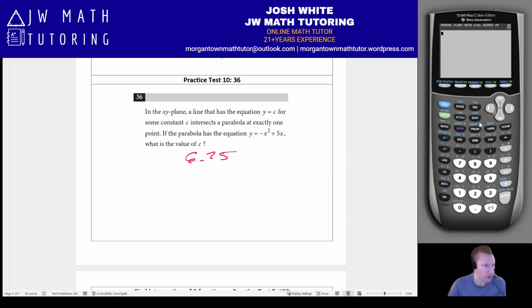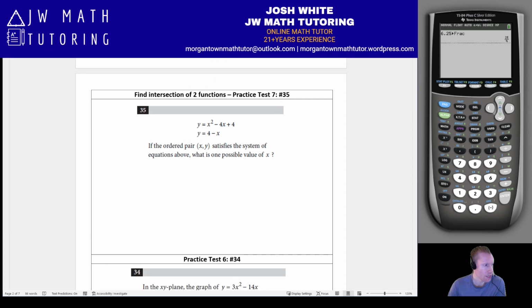And so we could just go out to the home screen, and we could type 6.25 and then math frac option 1. Okay, so you could also grid it in as 25 division sign 4. So that's the value for C, y equals 6.25, y equals 25/4. That's a horizontal line that intersects this parabola, this quadratic function at only one point, specifically the vertex of it.